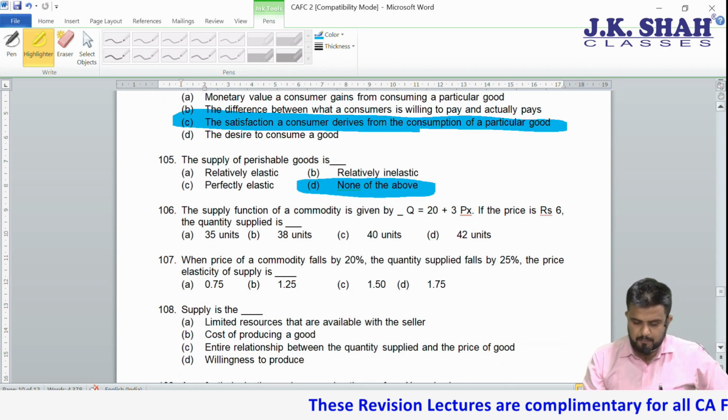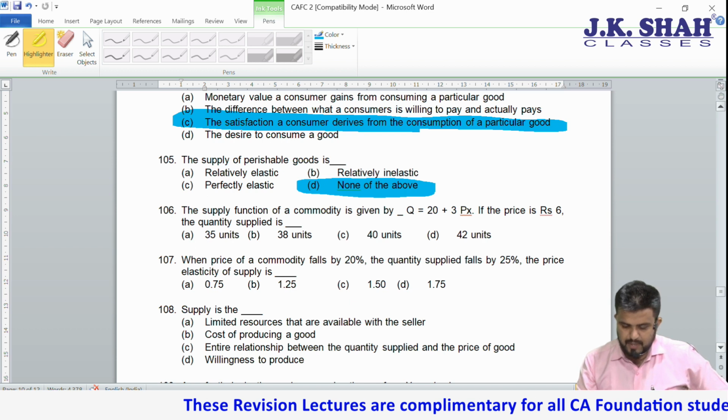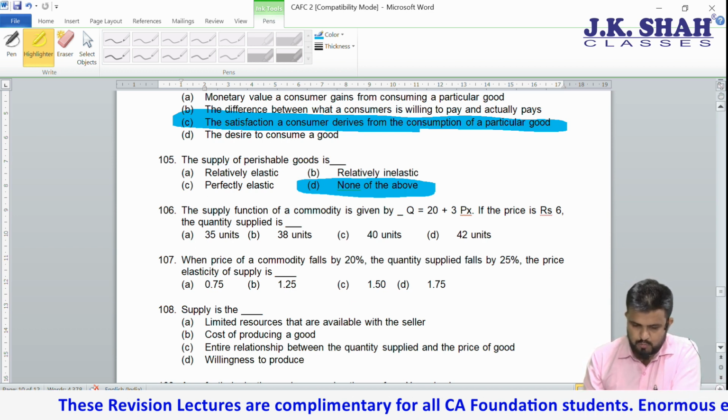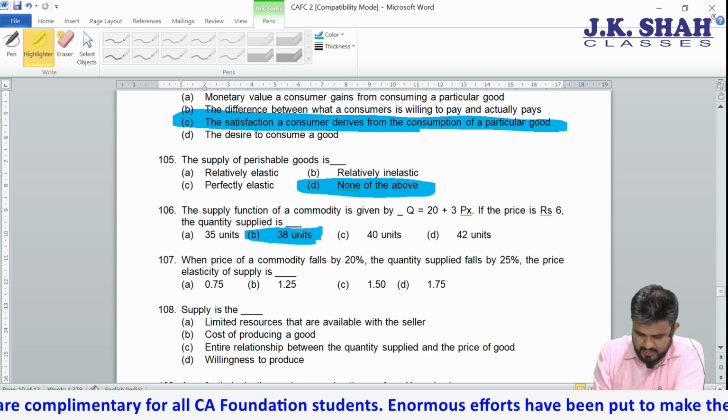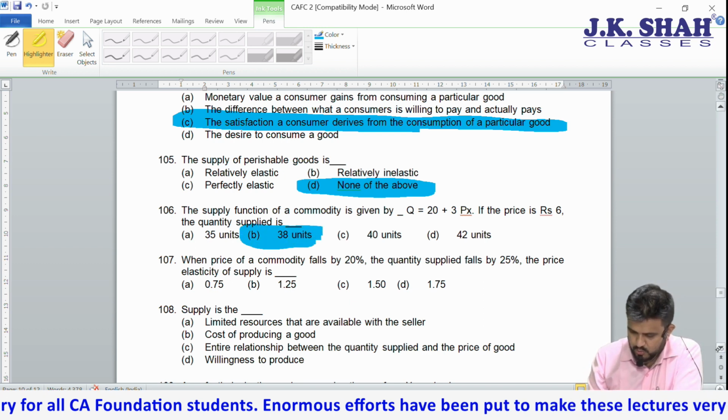Moving to the next, supply function of commodities is given by. The moment you calculate, you will get the answer as 38. This you can do very easily.